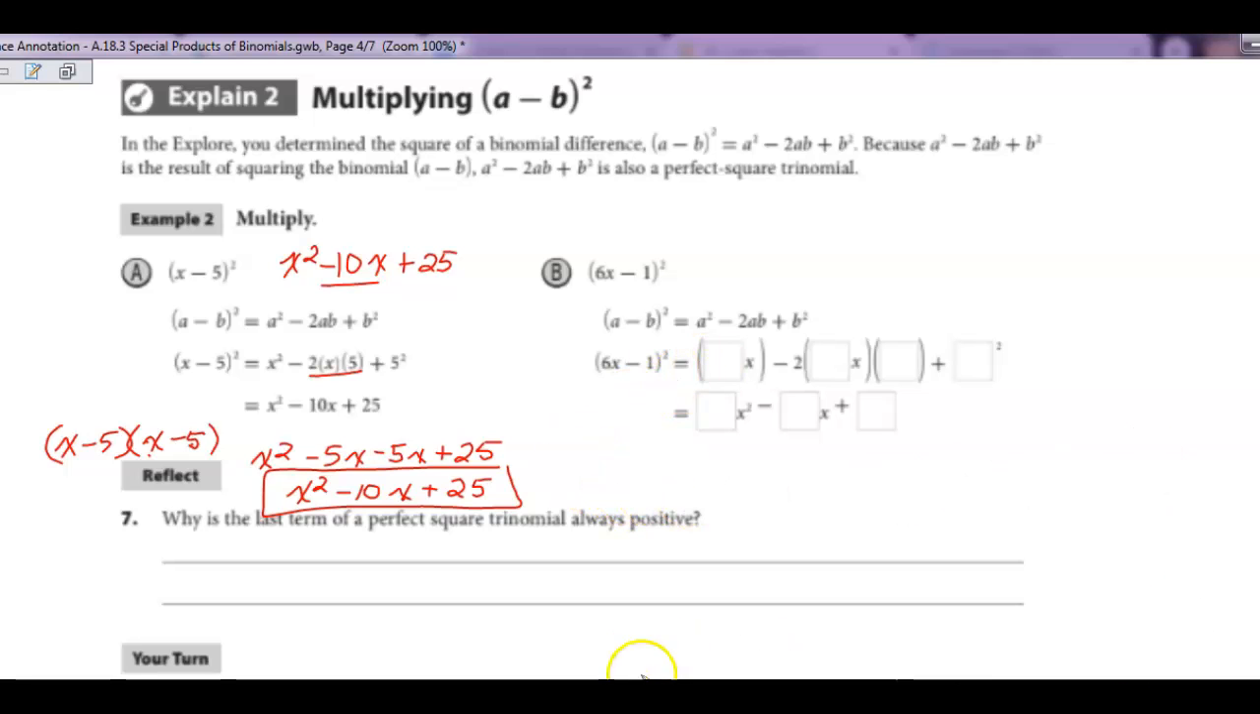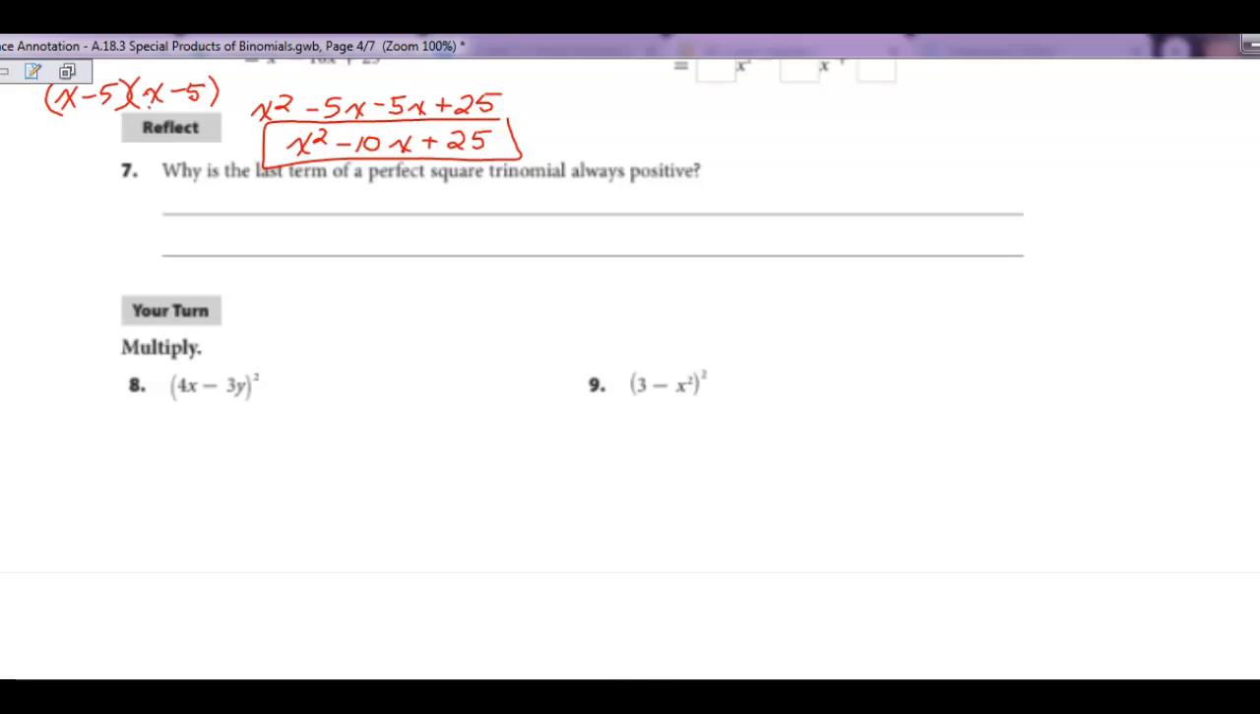All right, let's do the your turn. Let's do 8. We have 4x minus 3y squared. So 4 squared is 16, so 16x squared minus 2 times 4 times 3 is 12, and 12 times 2 is negative 24xy, and negative 3 times negative 3 is plus 9y squared. Okay, this is what we call a perfect square trinomial.